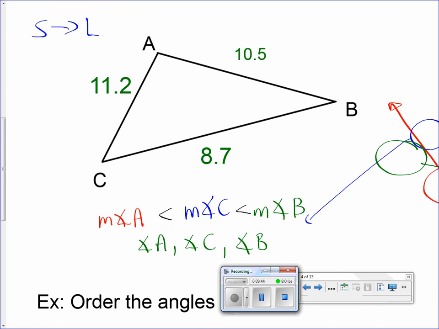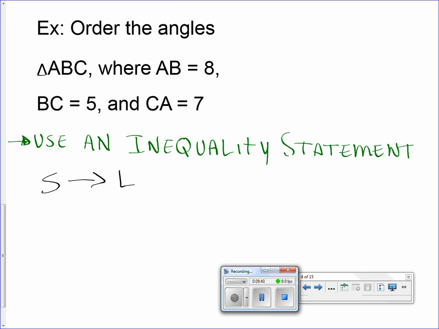All right, and there you have it. Let's go on to another. All right, let's take a look at this one. So I need you to order the angles for triangle ABC, where AB is 8, BC is 5, and CA is 7.